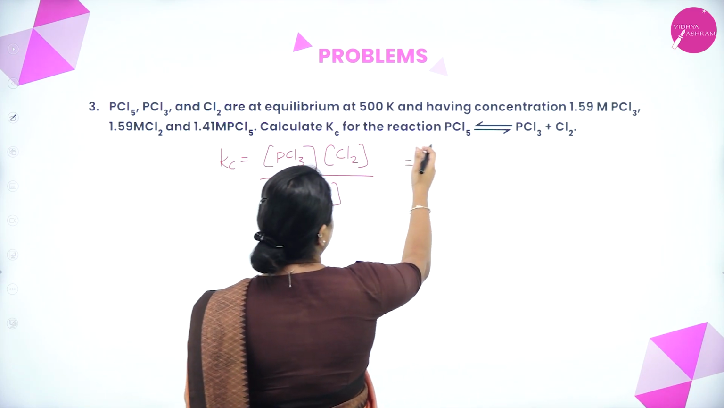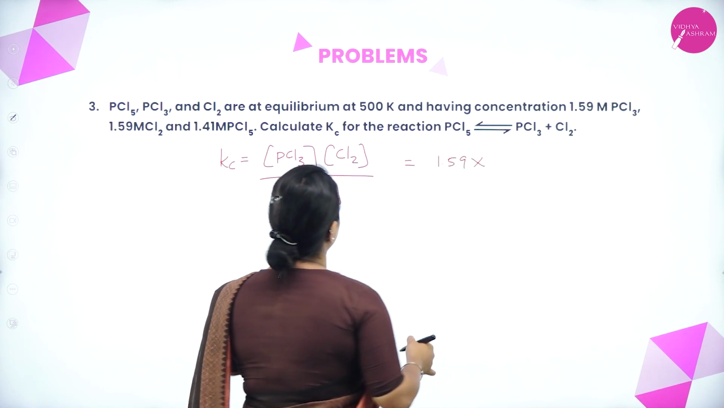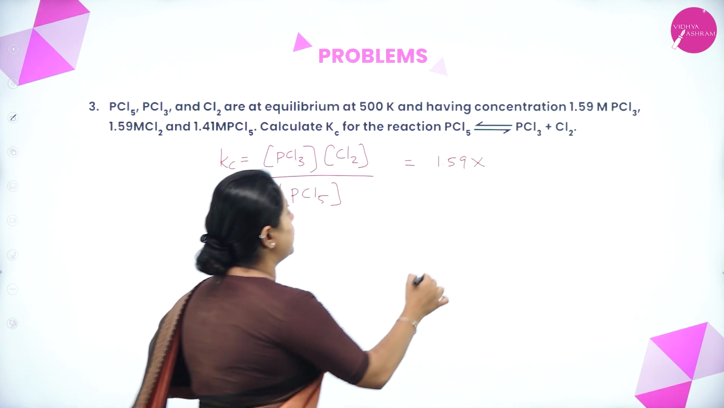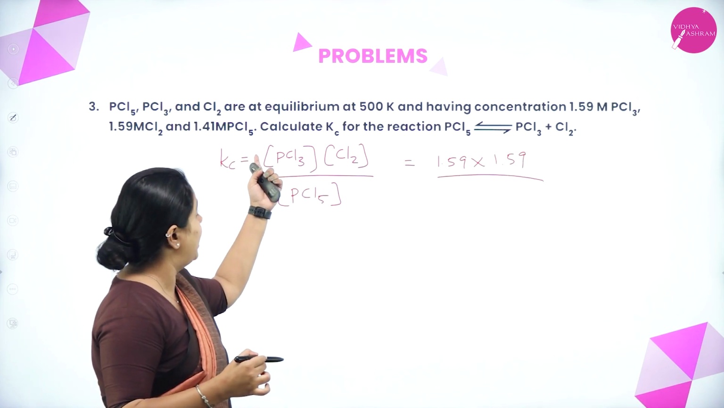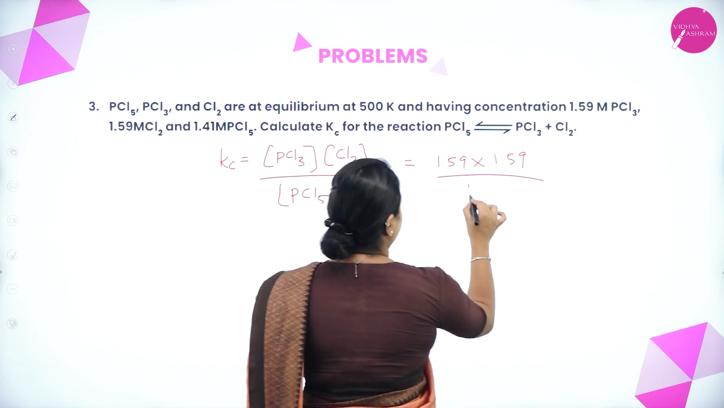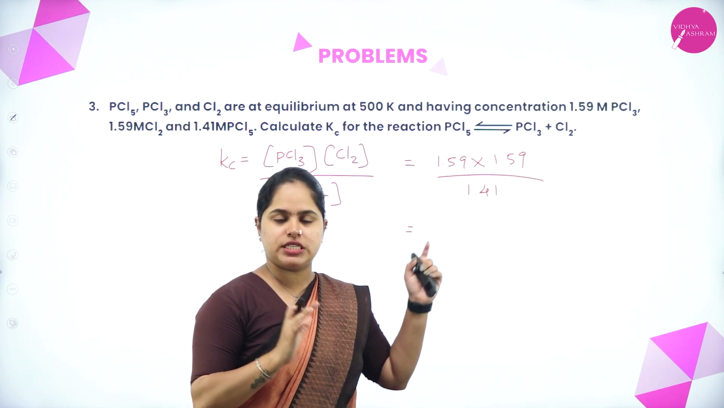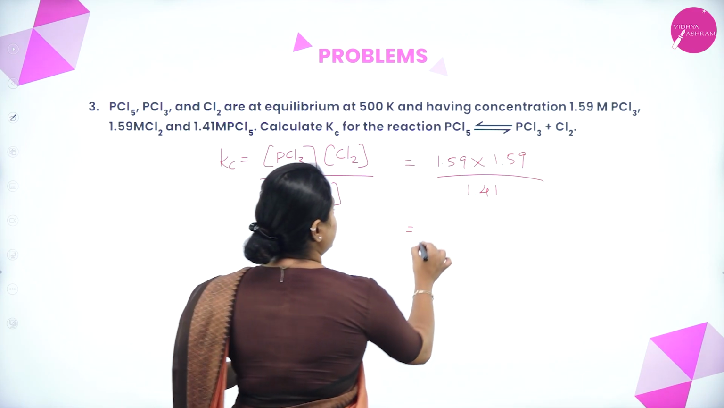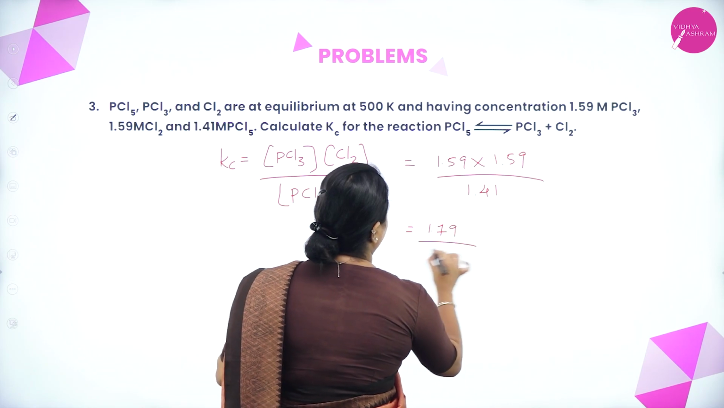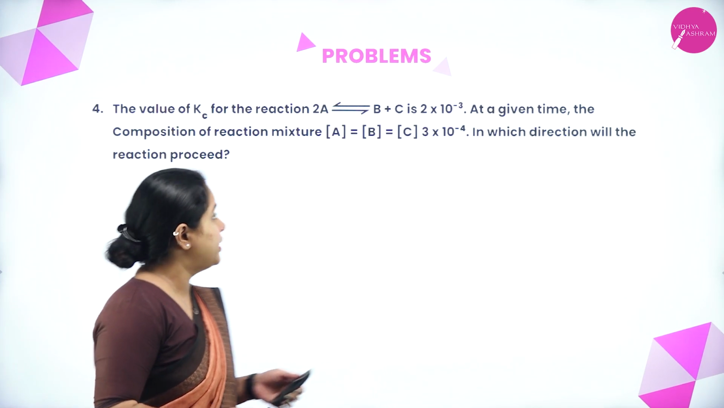Now, what is the molar concentration of PCl3? It is 1.59. What is the molar concentration of Cl2? It is given as again 1.59. And what is the molar concentration of PCl5? It is 1.41. I hope it is clear. We just substituted the values of molar concentration. Now if you do this calculation, we get the answer as 1.79, which is the value for Kc. Now moving on to the next question.